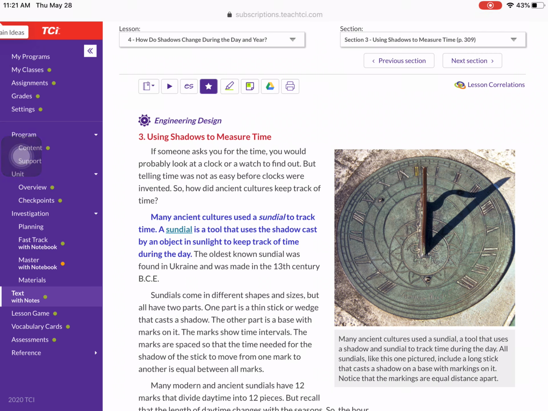If someone asks you for the time, you would probably look at a clock or a watch to find out. But telling time was not as easy before clocks were invented. So how did ancient cultures keep track of time? Many ancient cultures used a sundial to track time. A sundial is a tool that uses the shadow cast by an object in sunlight to keep track of the time during the day. The oldest known sundial was found in Ukraine and was made in the 13th century BCE.